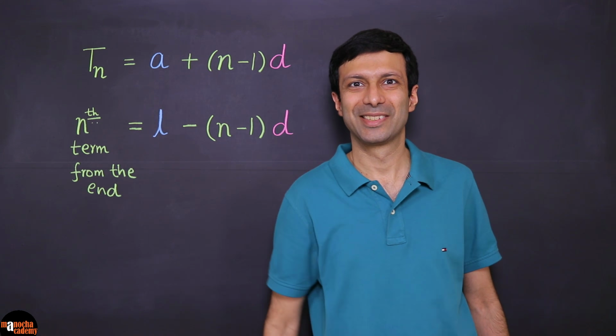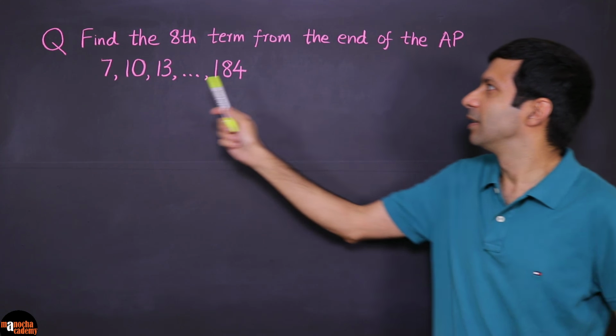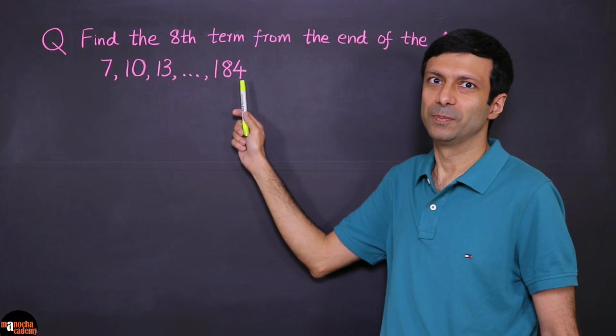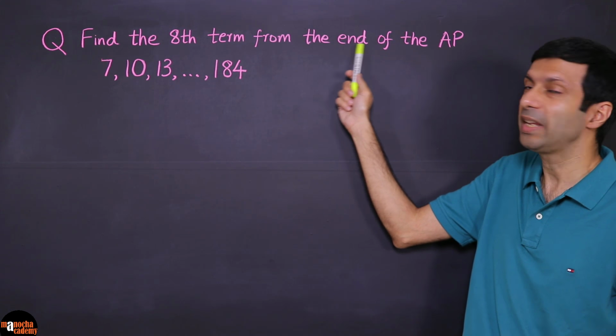Here it is. Find the 8th term from the end of the AP, 7, 10, 13, all the way up to 184. So since we need to find the 8th term from the end, let's see if we can use the formula of the nth term from the end that we just learnt. Okay, so let's write down that formula, which was the nth term from the end, right?